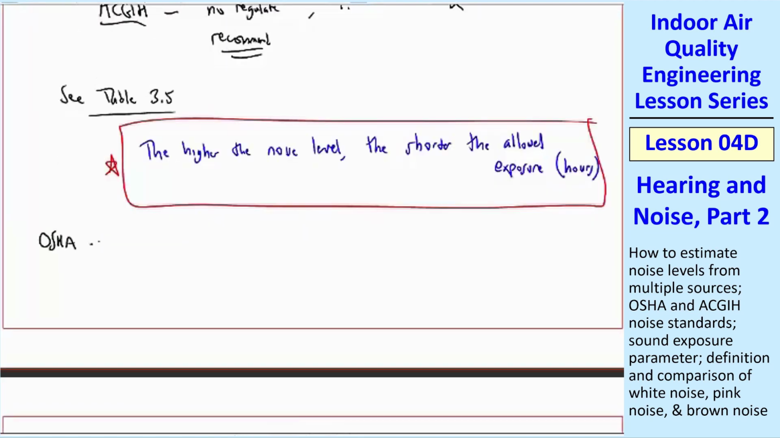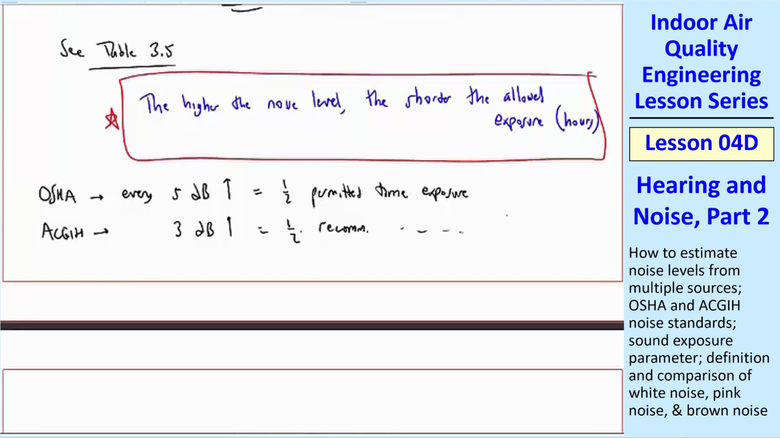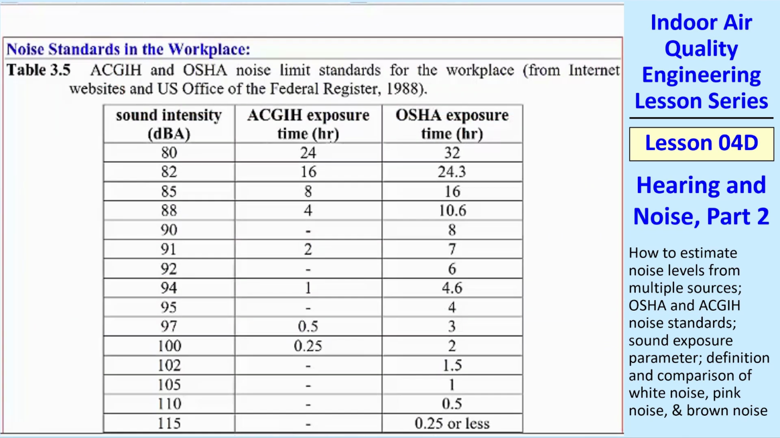OSHA regs are based on every 5 dB increase in noise equaling 1/2 of the permitted time exposure. And ACGIH takes a stricter view. Every 3 dB up equals 1/2, I won't say permitted, but the recommended time exposure. So ACGIH is more strict. What I mean is this.